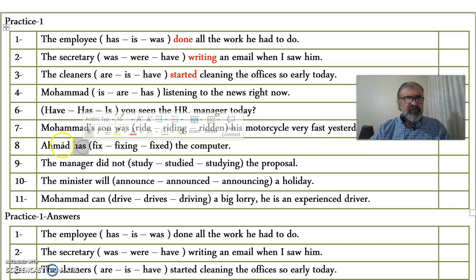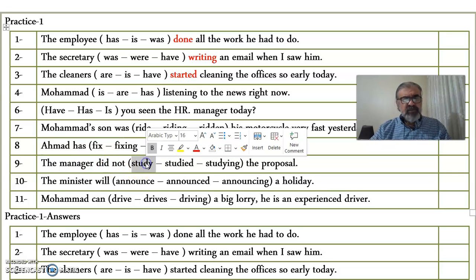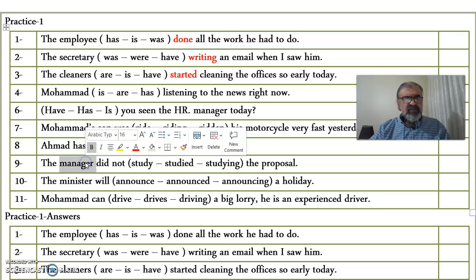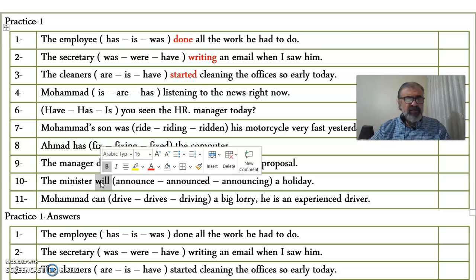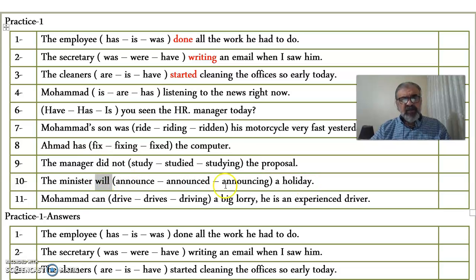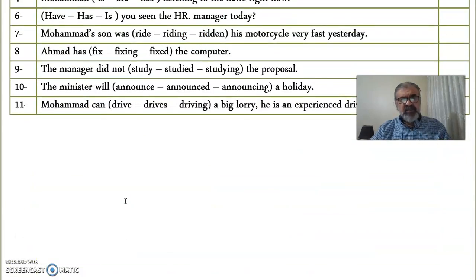And why did I say has? Because Ahmed is singular. The manager did is followed by the base form. Did doesn't make a difference whether we start with singular or plural. Again, this applies to will as well. Minister, will, should be followed by the base form. And again, can is another modal verb. It should be followed by the base form. And these are the answers.